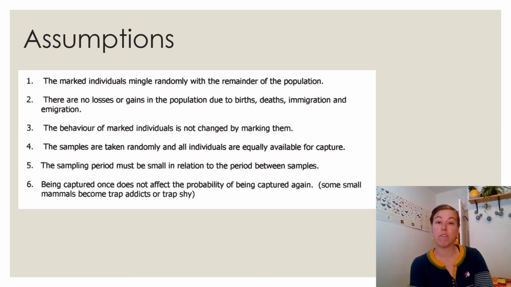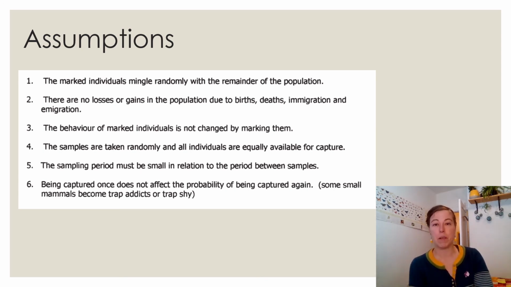And you're assuming that once they've been captured once, that they have the equal probability to be captured a second time as a critter that's never been captured before. So this is a problem with small mammals, is that some small mammals get trap addicted or trap shy. And we'll see this quite regularly.